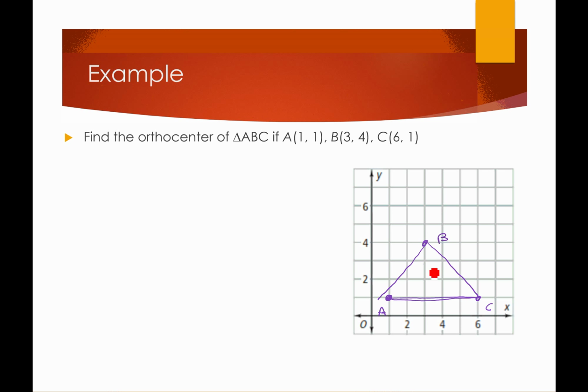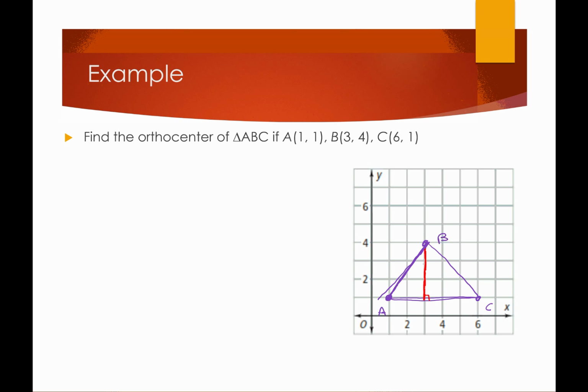From B to AC is pretty easy because that's a horizontal line. So my altitude is going to be right here. And now we're going to get a little particular. So I might want to draw this line in here a little bit better. Sometimes it's hard to do on the smartboard or on my tablet. So there's that line.